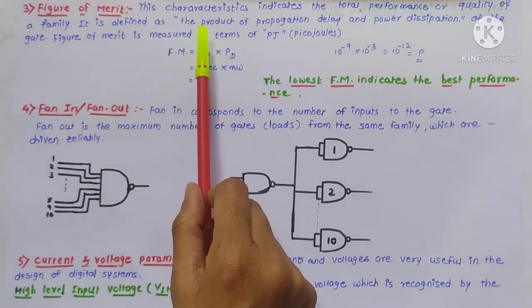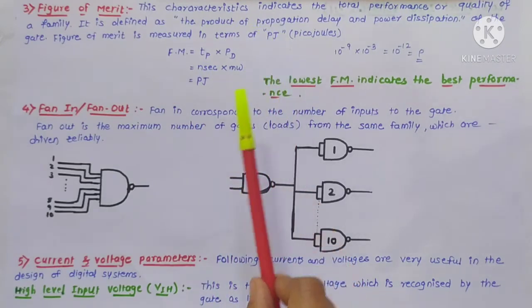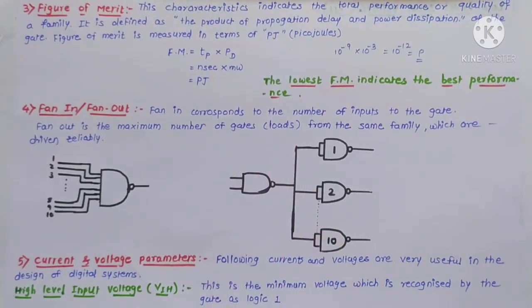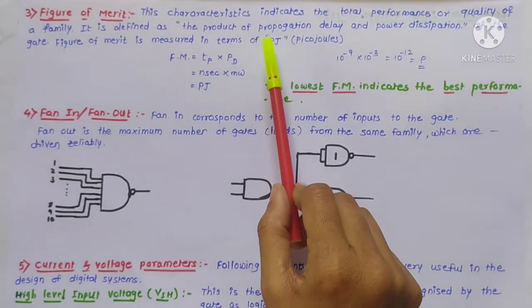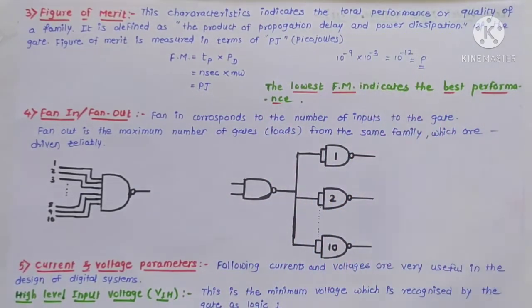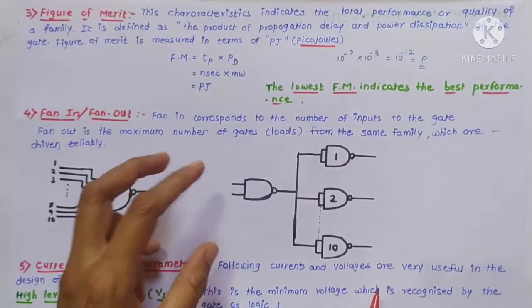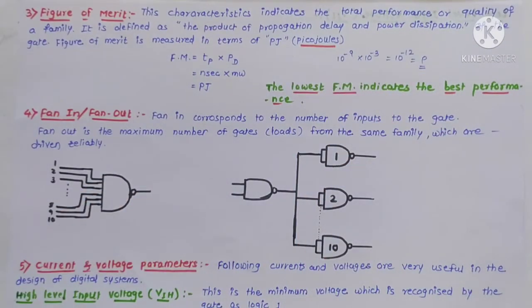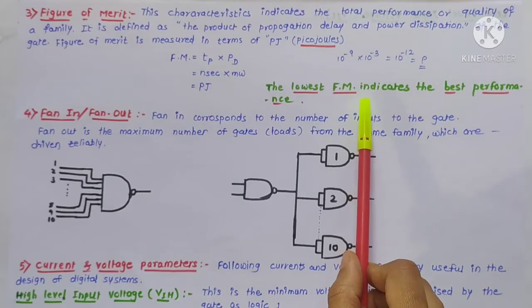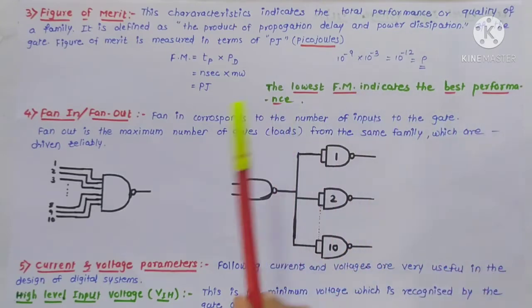This characteristic indicates the total performance or quality of the family, and it is defined as the product of propagation delay and power dissipation of the gate. Okay students, and remember that it is expressed in picojoules. The lower the figure of merit, the better the performance of the IC.